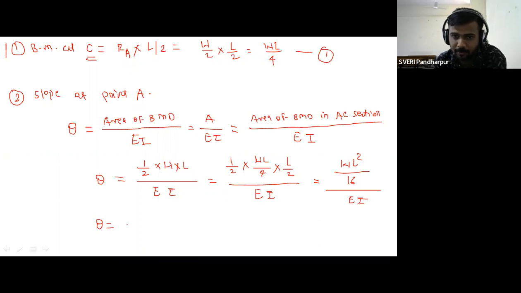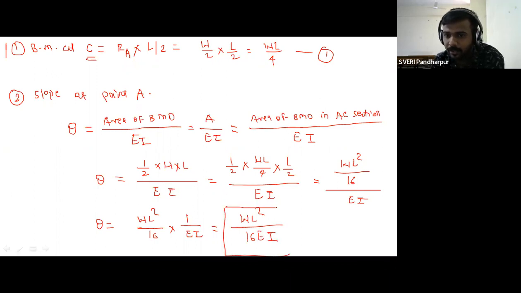Rearrange the terms. WL square divided by 16 into 1 upon EI, which is equal to WL square upon 16 EI. So this is the slope formula for the simply supported beam subjected to the point load. This formula is asked as an MCQ question. Like this, the slope of the simply supported beam subjected to the point load is, for options, WL cube divided by 14 EI, WL square divided by 16 EI, WL raised to 4 divided by 48 EI, and WL divided by 16 EI. How many such formulas will you get?